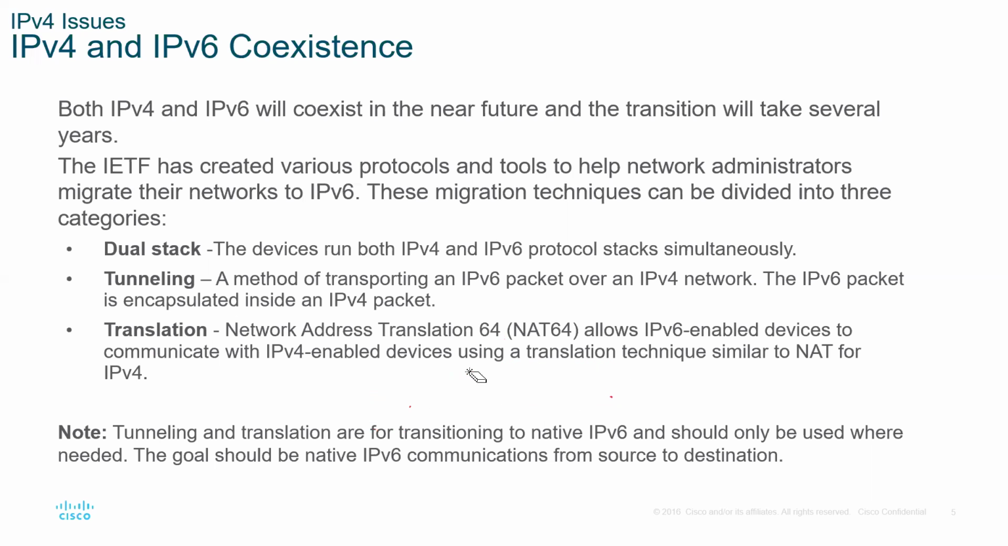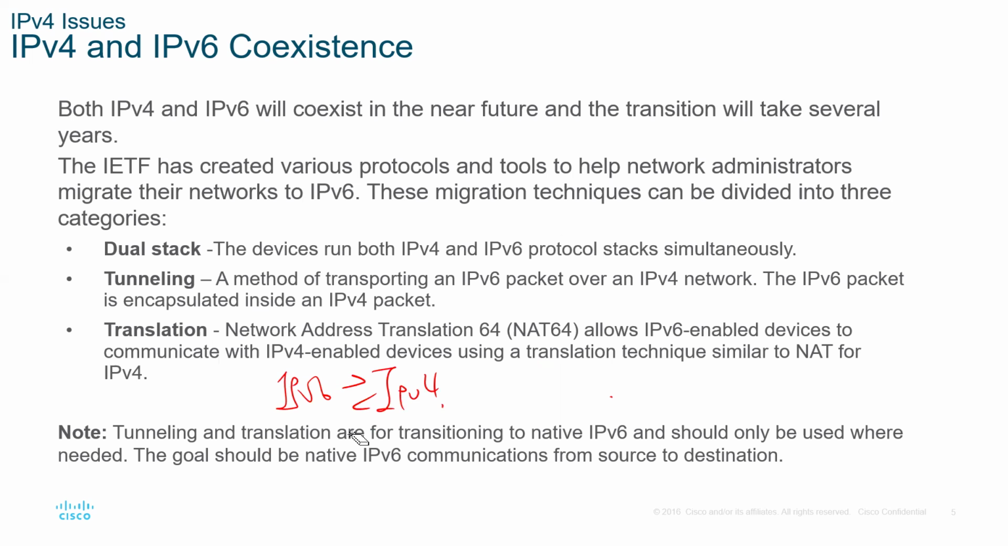Then we have translation, network address translation 64, NAT64, which allows IPv6 enabled devices to communicate with IPv4 enabled devices using a translation technique similar to NAT for IPv4. Right, so with NAT64, basically we are converting IPv6 to IPv4.